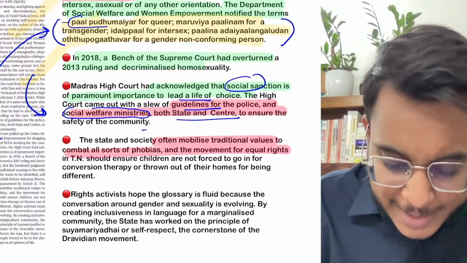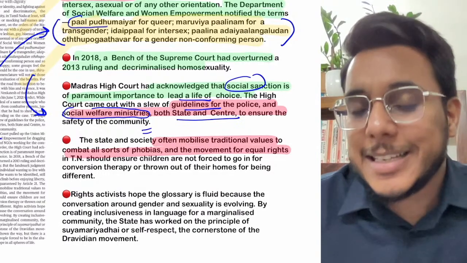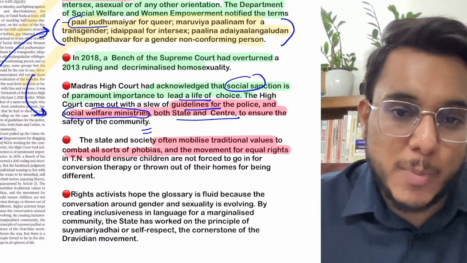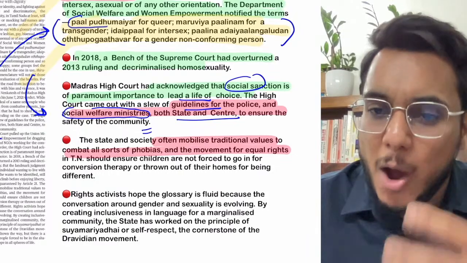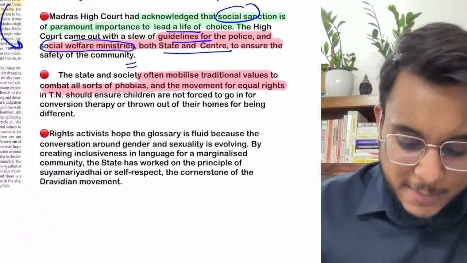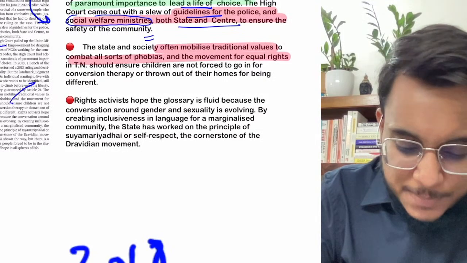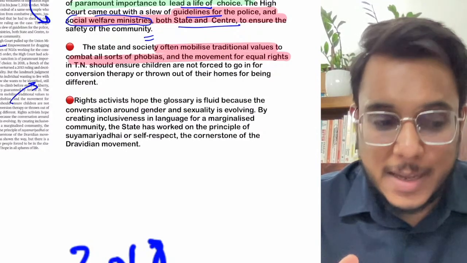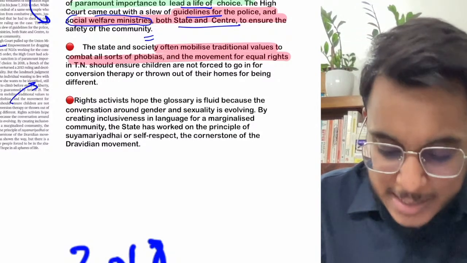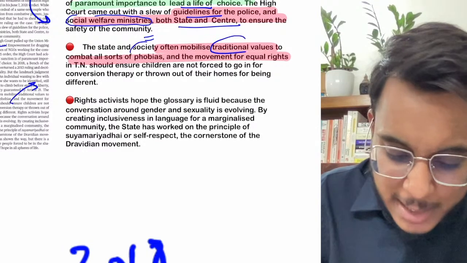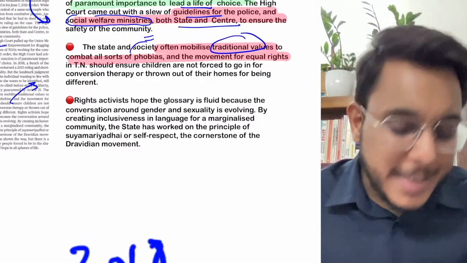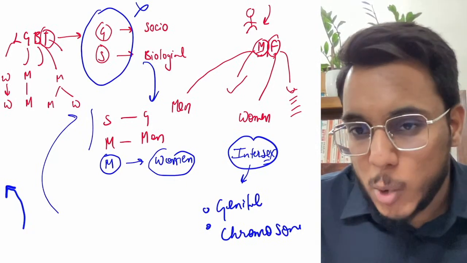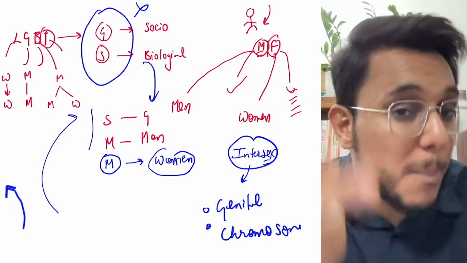The state and center need to ensure the safety of the community. They need to provide a safe environment. If any crime happens against them, adequate action needs to be taken. Police need to be sensitized, and all the related ministries need to be very sensitive. Then guys, it has been provided that the state and society, when we talk about the state, meaning the institution of the state, which consists of the government and many other institutions, as well as society, mobilize traditional values. For example, society only had propagated this idea that if you are born male, you have to behave like men.